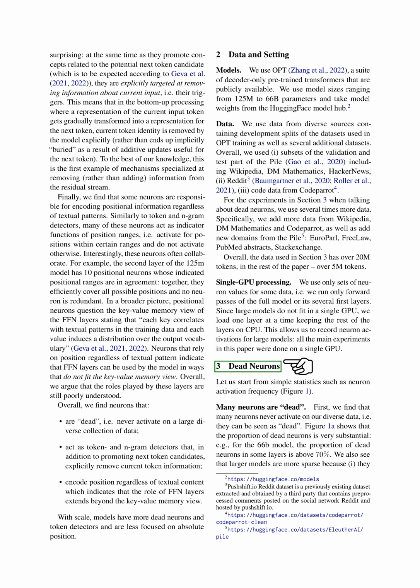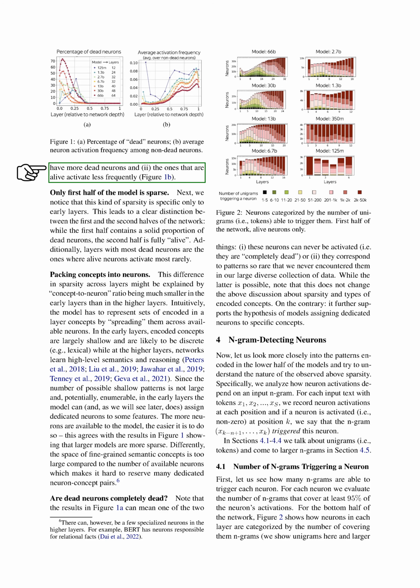We started by examining simple statistics like neuron activation frequency. We found that many neurons never activate on our diverse data, meaning they can be seen as dead. In fact, the proportion of dead neurons is quite high. For instance, in the 66 billion parameter model, the proportion of dead neurons in some layers is above 70%. We also observed that larger models are more sparse because they have more dead neurons and the ones that are alive activate less frequently.